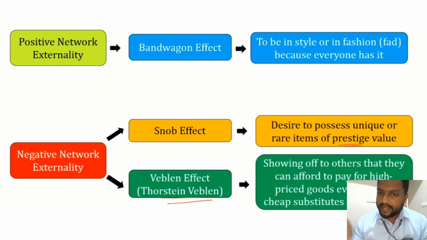And second one is Veblen effect, which was introduced by Thorstein Veblen, a famous economist. According to Thorstein Veblen, some people show off to other people that they can afford some particular kind of commodities, even if there are some close substitutes available which are much cheaper than the particular commodity. So that is basically called Veblen effect. So these are basically network externalities.